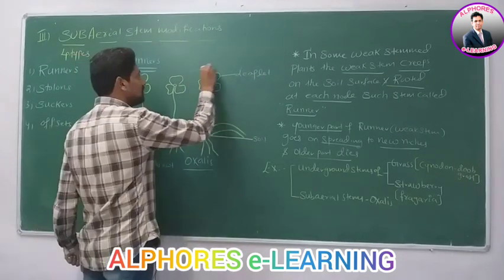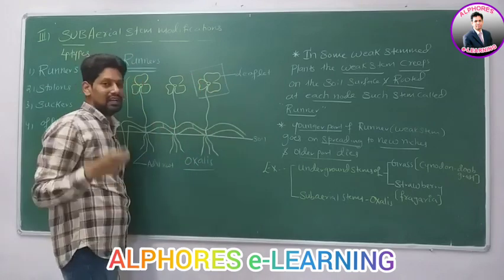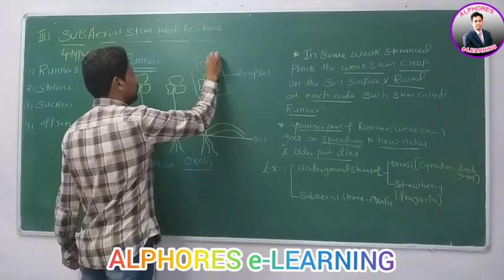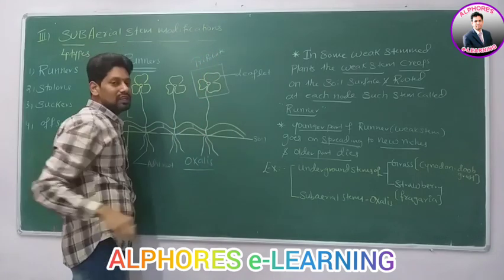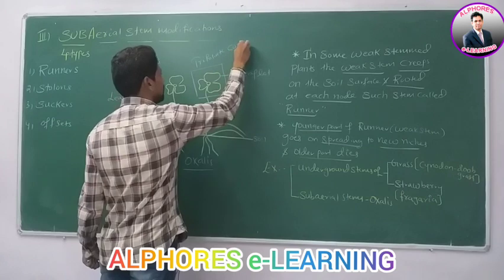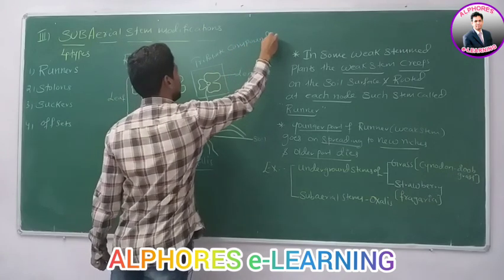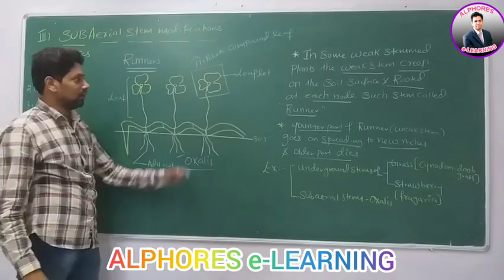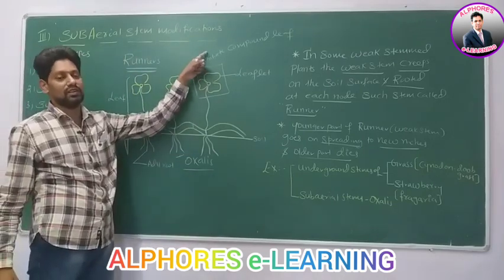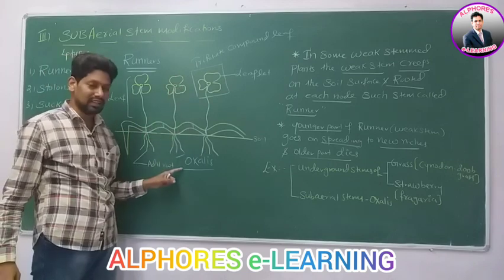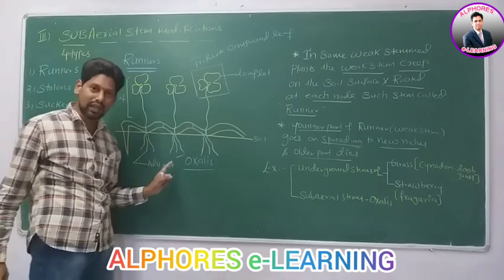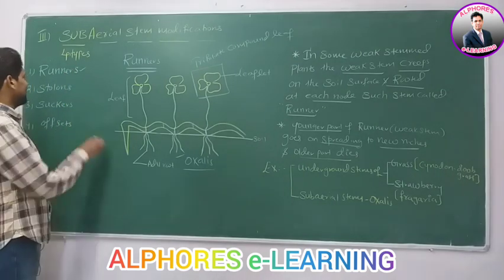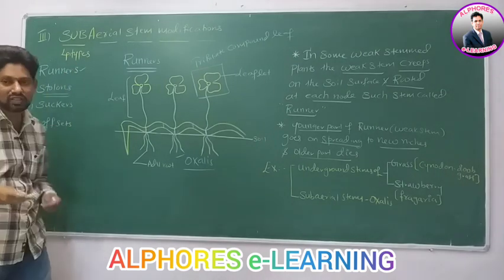What is each one called, sir? Leaflet. Now you tell me, how many leaflets are there, sir? Three leaflets are there. Therefore, it becomes a trifoliate compound leaf. In case of oxalis, you are going to see a trifoliate compound leaf. Is it okay? Right? We completed the first one, runners. Now go for the second one. What, sir? Stolons. Right?